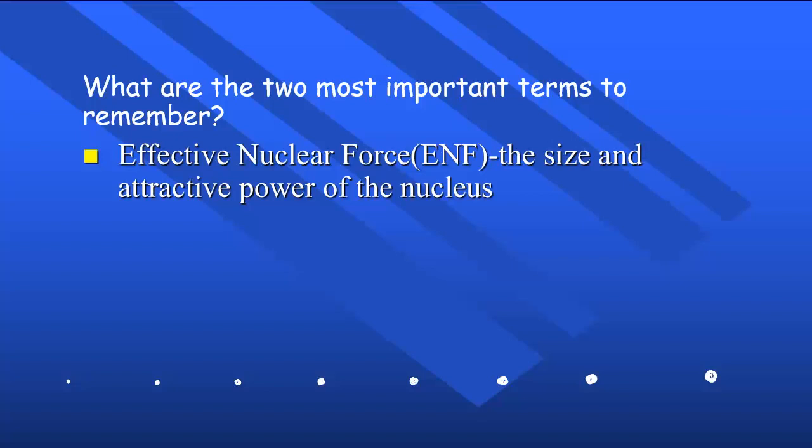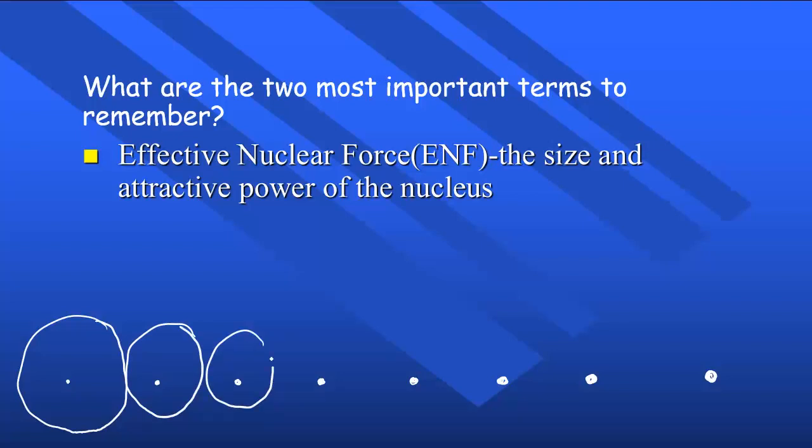Okay, so what happens here? Because this guy had such small effective nuclear force, and the others have a bigger force field. So what happens from left to right to the size of an atom? It gets smaller. Why? Because as you go from left to right, what happens to the effective nuclear force? It gets bigger, because the nucleus gets bigger.